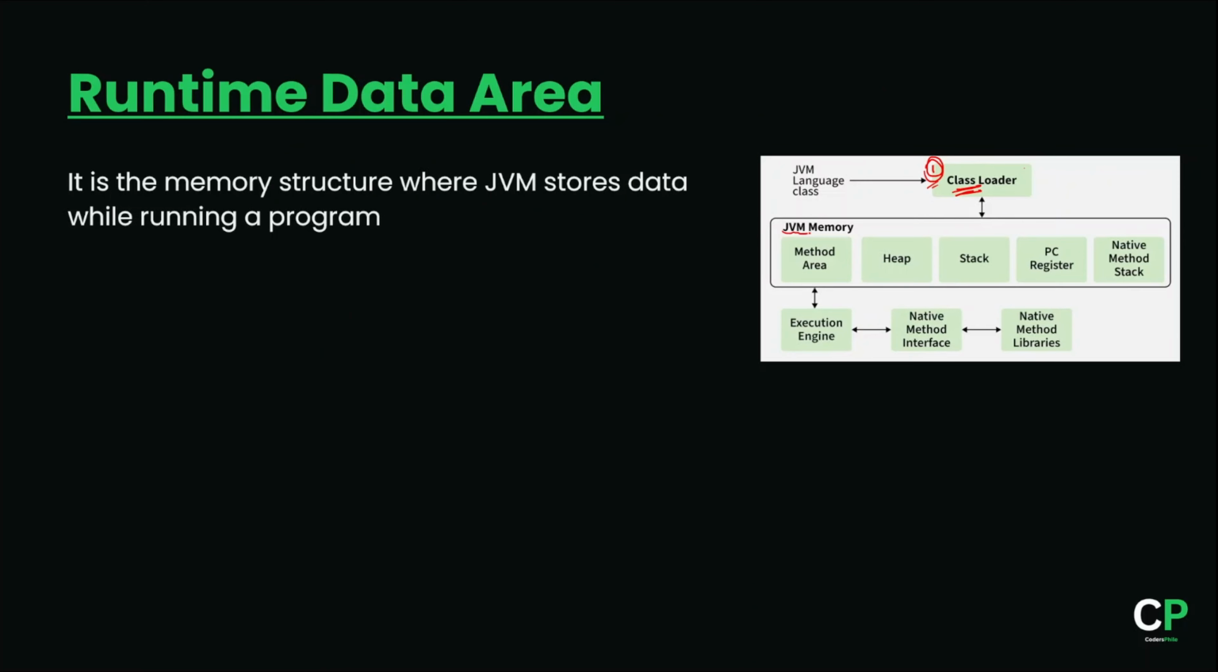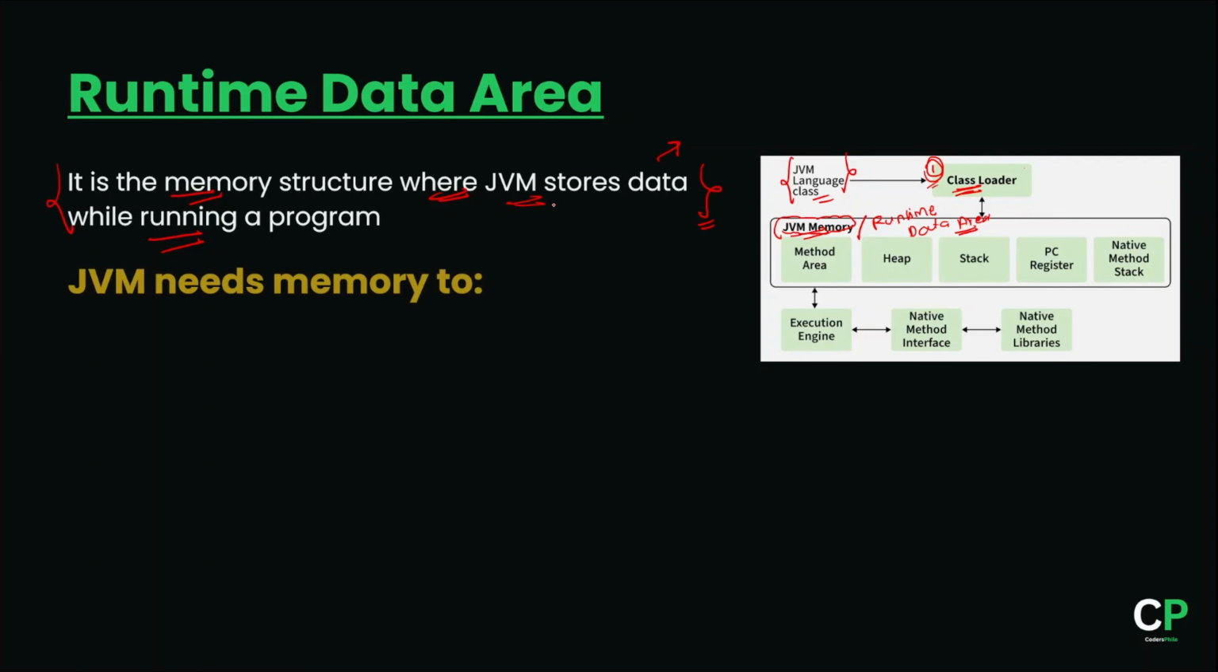Now the second component of the JVM is the JVM memory, also known as the runtime data area. So what is it? It is the memory structure where the JVM stores the data while running a program. So the runtime data area is basically a structure where the JVM stores data while running the program.